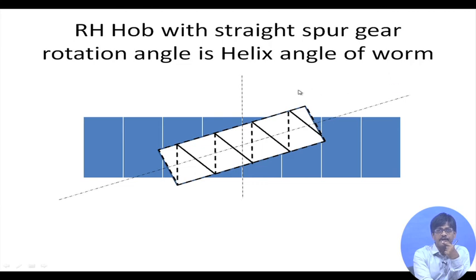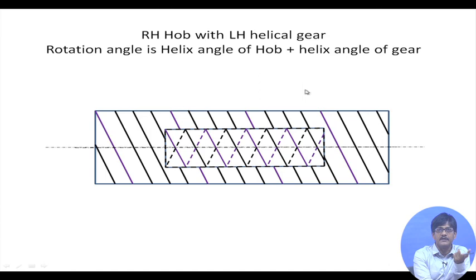Okay. Second case, there can be so many combinations. I am having a right-handed hob, and I want to cut a left-handed helical gear. So this is the axis of the hob. The hob is rotating about this axis, and what are these threads? They seem to be different. Yes, to add to the variety, I have incorporated a hob with 2 starts. Can you see there are 2 starts? It hardly makes a difference. You can definitely use a 2-start hob.